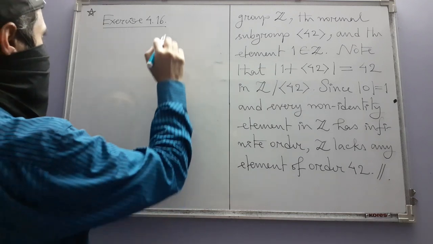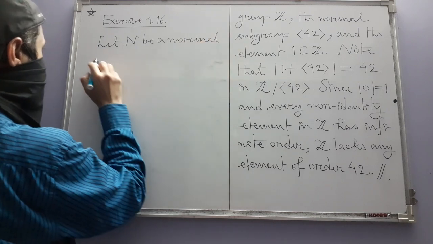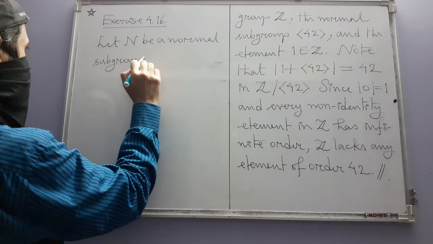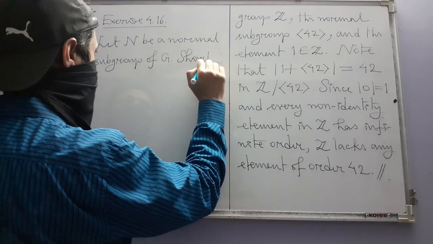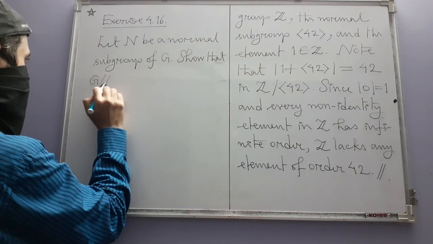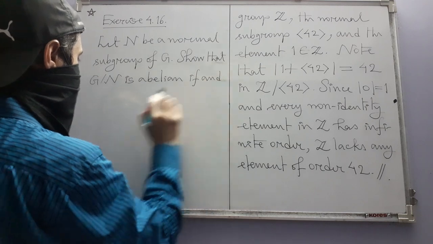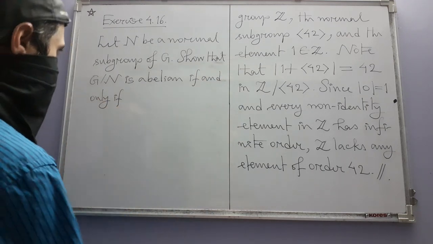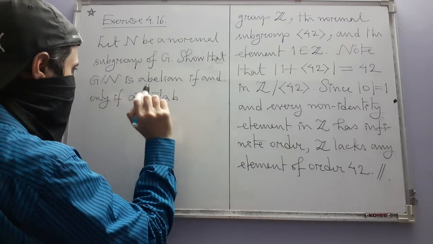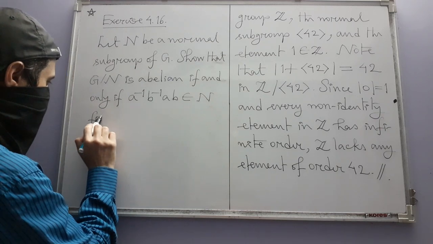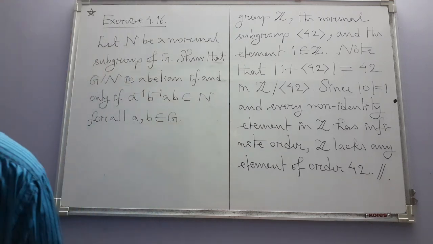Let N be a normal subgroup of G. Show that the factor group G over N is abelian if and only if A inverse, B inverse, AB belongs to N for all elements A and B in G. Okay, so let's now see how this can be done.